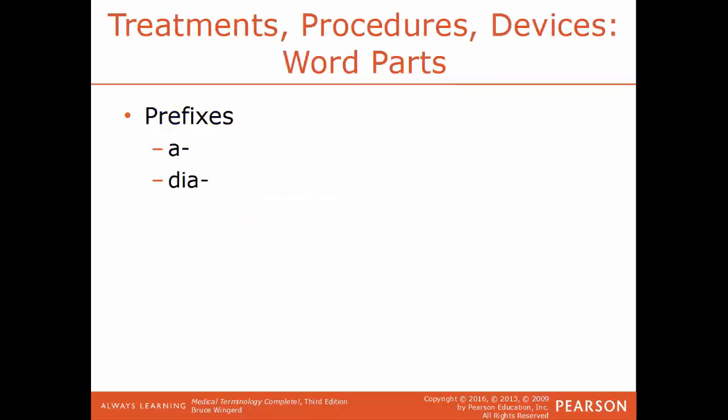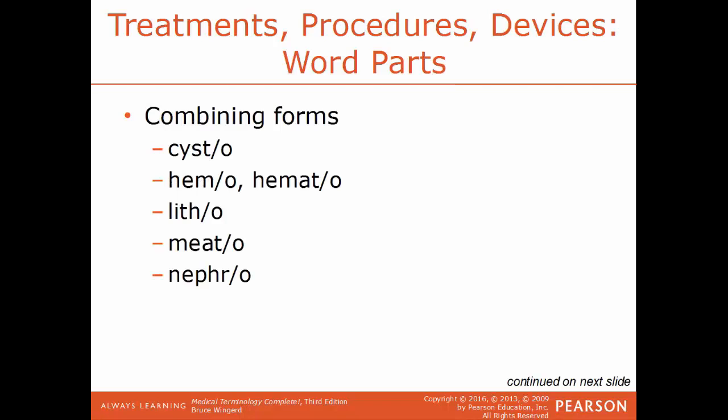All right, now we'll talk about some treatments, procedures, and devices, and their word parts. We'll start with the prefixes. The first one, A, means without or lacking. Dia means complete or through. Some common combining forms. Cysto is a reference to a cyst, a water-filled sac. Hemo or hemato means blood. Litho means stone. Meato means a meatus, which is an opening to an interior part of the body. And nephro is a reference to kidney.